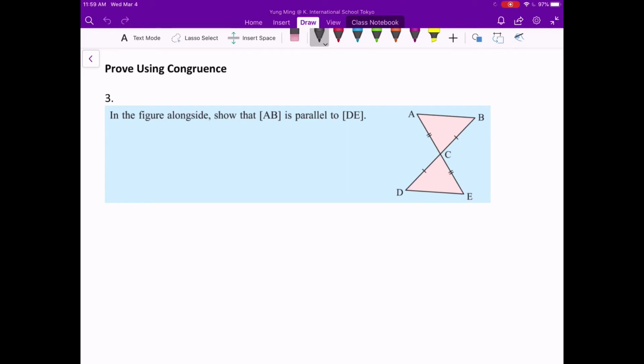Nobody actually tells us that AB is parallel to DE. But we're going to use some information that we know to first prove that we have two congruent triangles. Well, it looks like it, but we're going to prove it. And then we're going to use the fact that the triangles are congruent to conclude that the two lines are parallel.